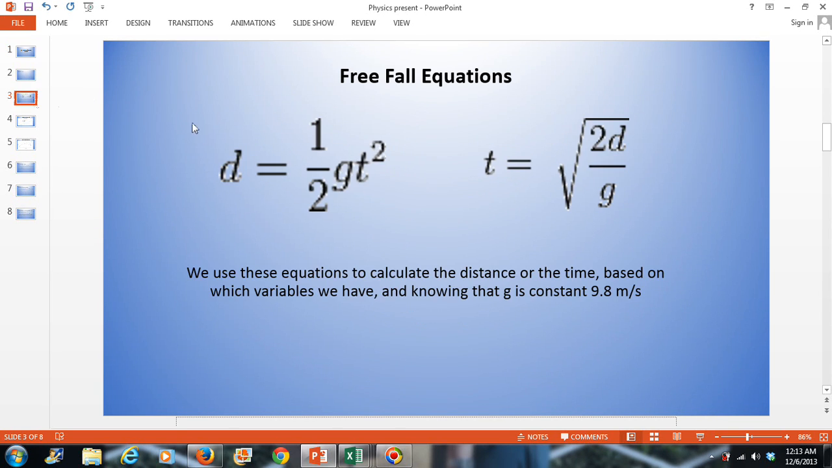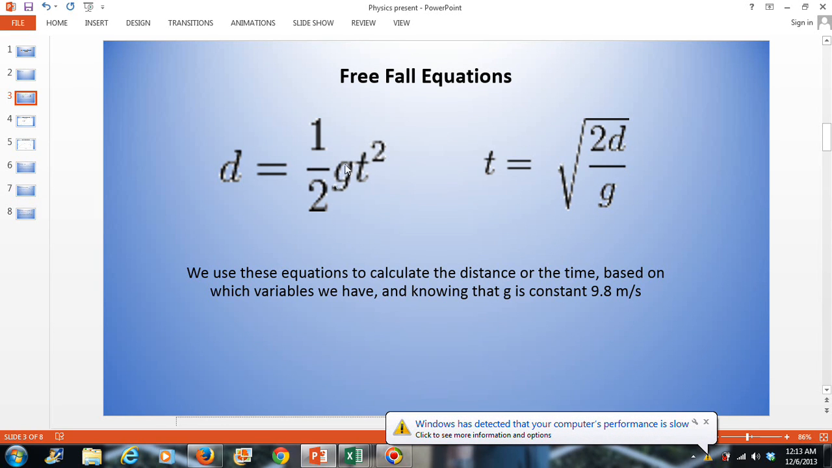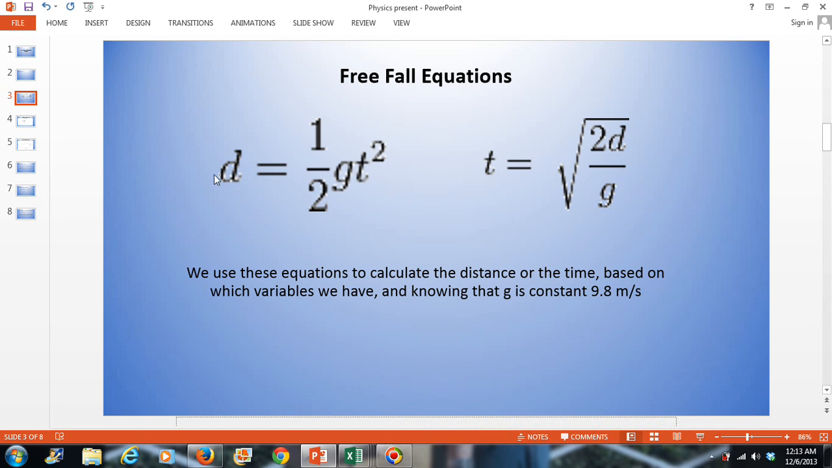The first thing I'm going to show you is the equations for a free falling body. The first is the distance that it falls is equal to 1/2 times the acceleration due to gravity times the time squared. So if we know the time, then we already know the acceleration due to gravity on Earth, and so all we need to do is square the time, multiply it by gravity, divide it by 2, and you can get the distance with that formula.